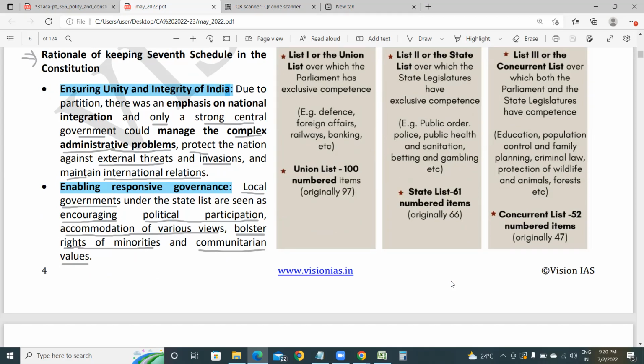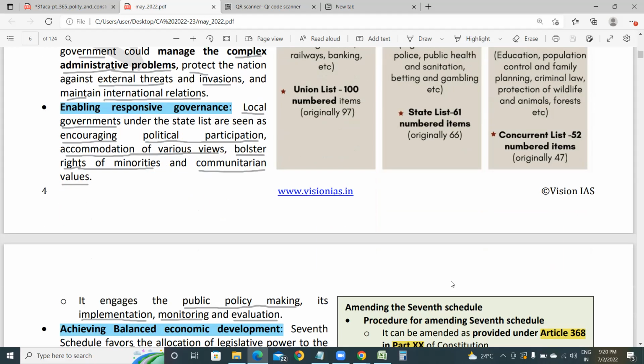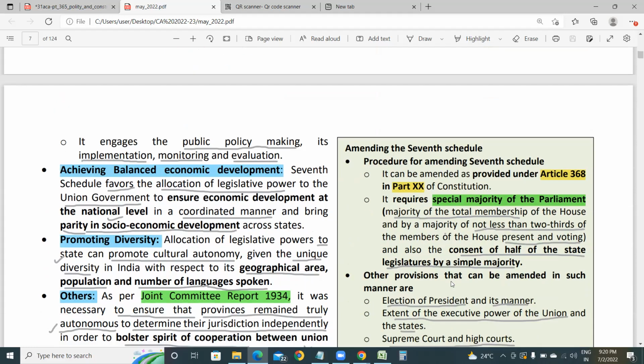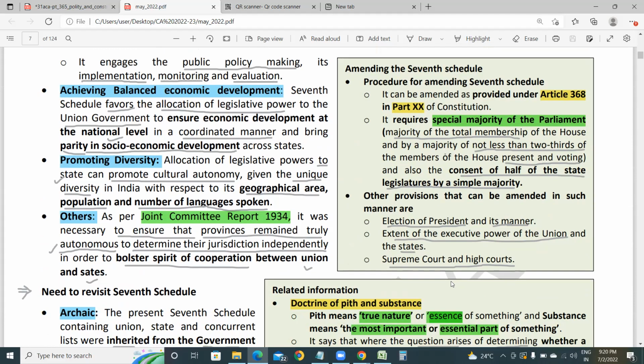For enabling responsive governance, local governments under the state list are seen as encouraging political participation, accommodation of various views, and bolster rights of minorities and communitarian values. It engages the public in policy making, its implementation, monitoring, and evaluation. Also, for achieving balanced economic development.